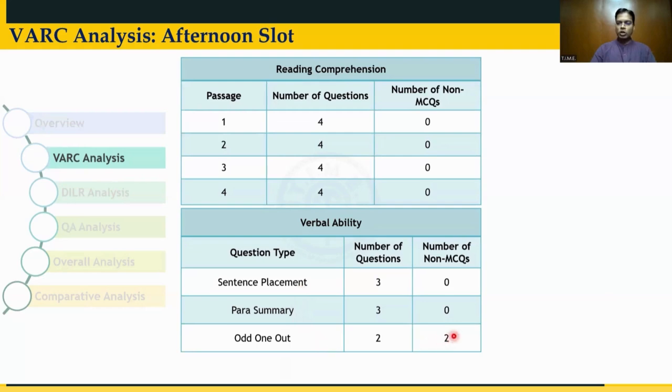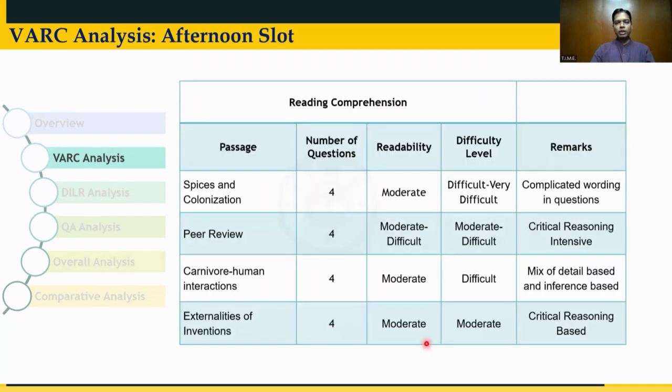And as far as the non-MCQs goes, it was only the odd one out questions that had 5 statements, and only they needed the input box or the non-MCQ. And the other VA questions all were just simply MCQ with just 4 choices. And here we will look at the passage-wise understanding of the reading comprehension section.